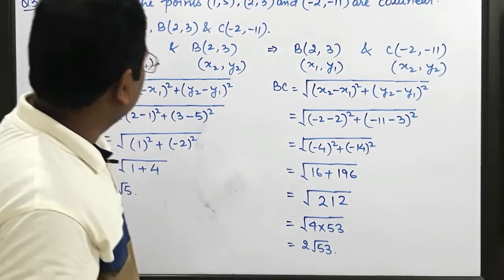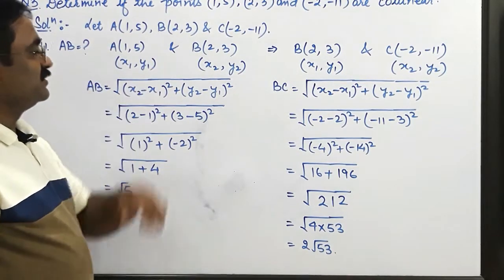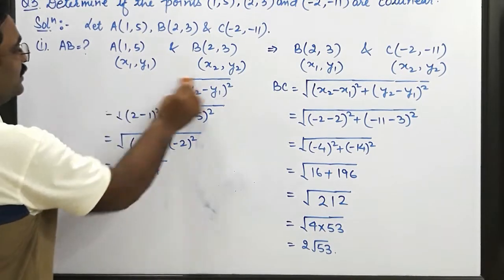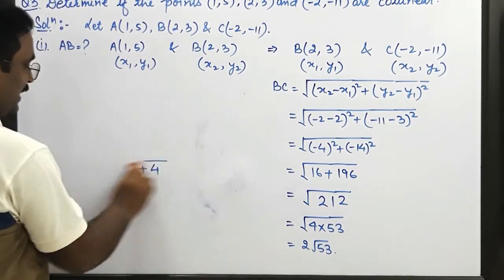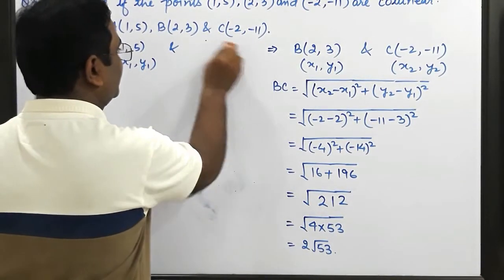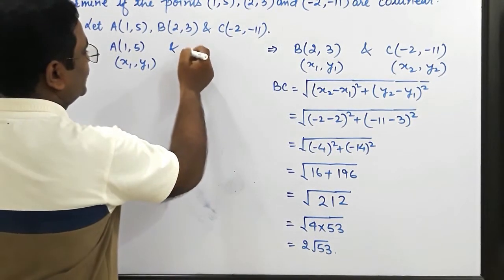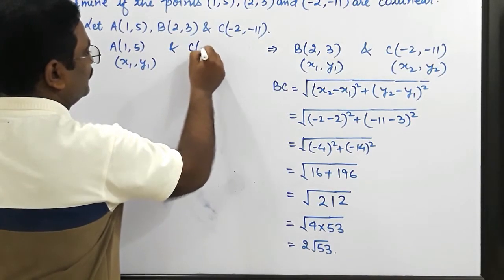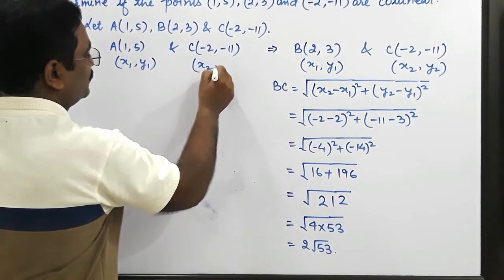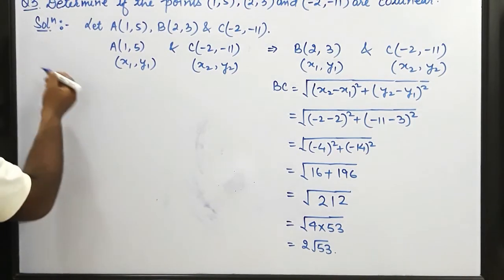After that we have to find out the measure of AC also. So let us find the measure of AC. To find the measure of AC, we are going to take point A, which is x1 y1, and point C, which is -2, -11, that is x2 y2, right? So let us find the measure of AC.